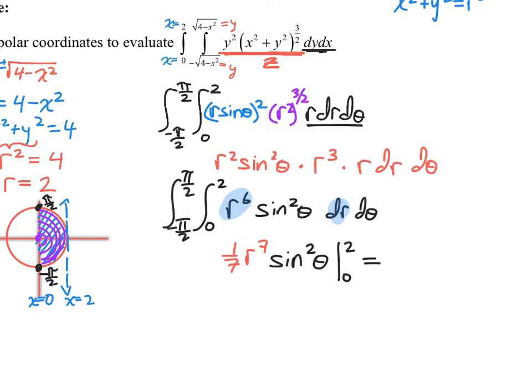So I just want to clean it up. 2 to the 7th, I think, is 128. 2 to the 5th is 32, then 64, then 128. I think it's 128. 128 over 7 sine squared theta. And so we're going to integrate that over the interval of negative pi over 2 to pi over 2.